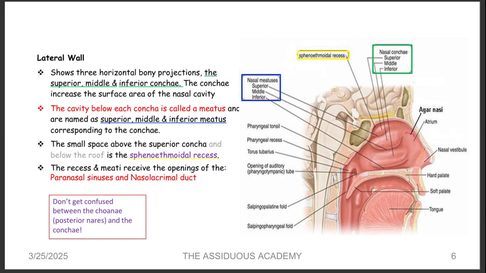And please, concha is not the same as choana. Choana is this posterior naris. Concha are these elevations. Take note that the sphenoethmoidal recess and the meatus, superior, middle, and inferior, are going to receive openings of paranasal sinuses.